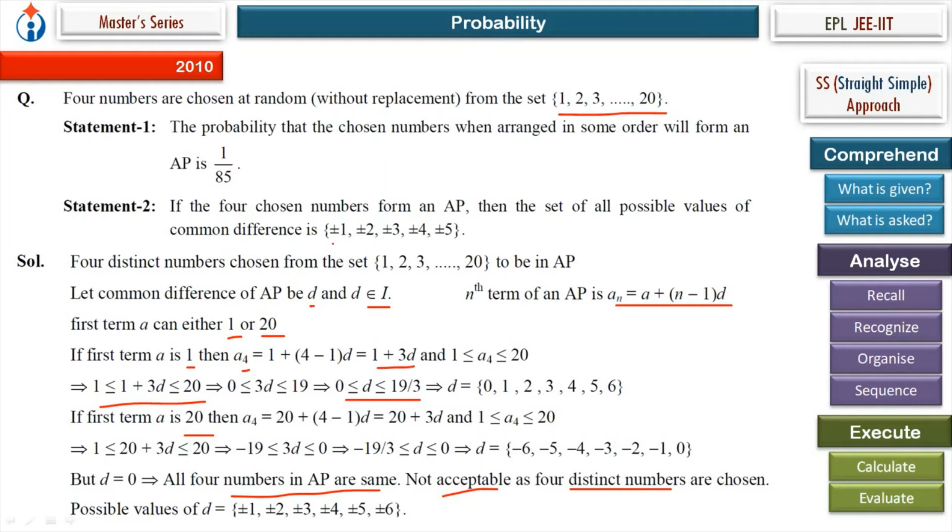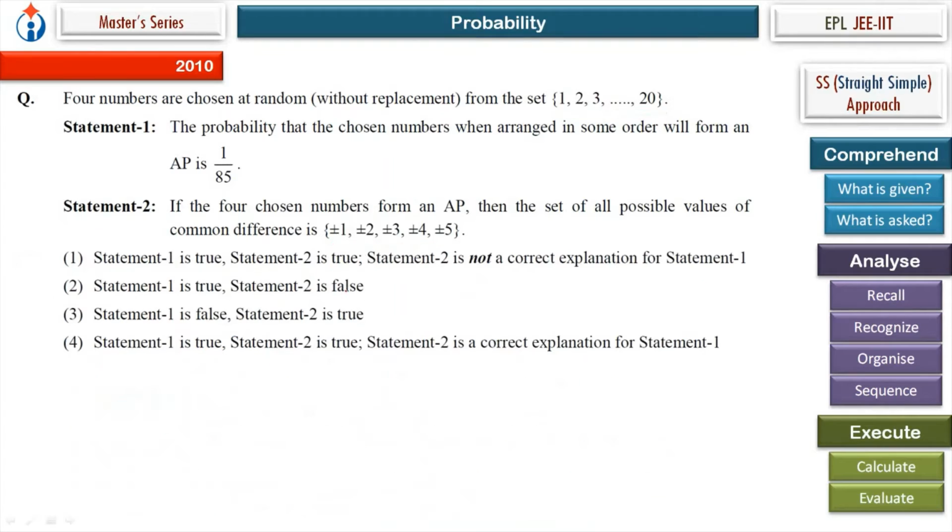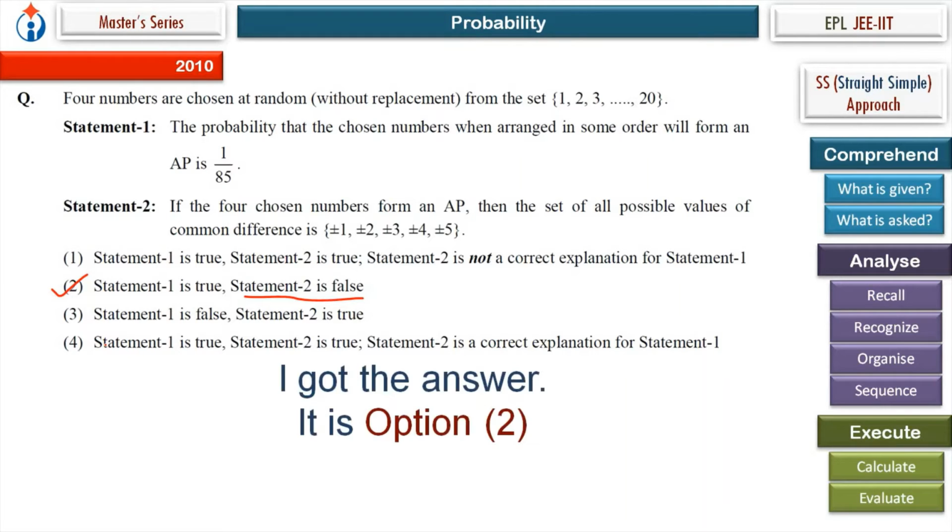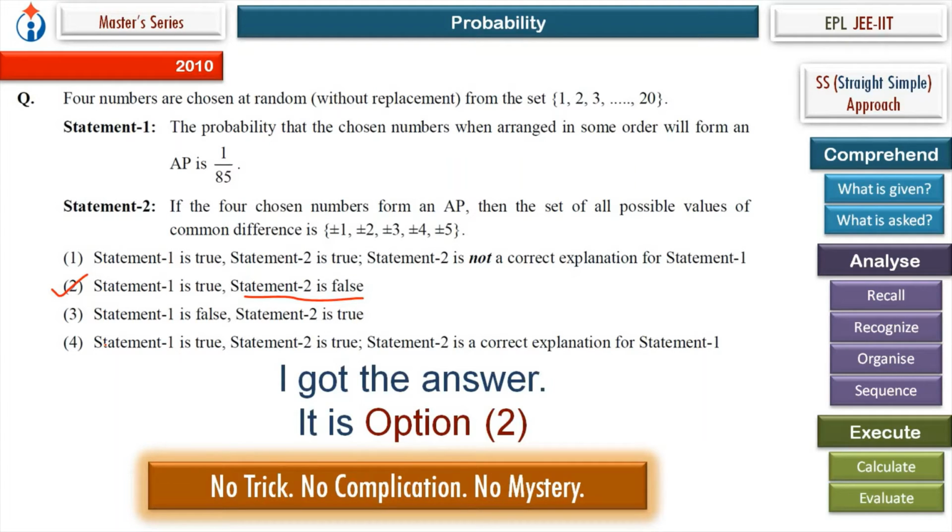And what is given in statement 2? Plus minus 1, 2, plus minus 5. So obviously statement 2 is incorrect, false. Now if you look at the options, in the 4 options, only in one option statement 2 is false. So I don't need to check statement 1 to answer this question. My answer is statement 2 is false. Option 2 is the answer. I got my answer, option 2. Right? No trick, no complication, no mystery.